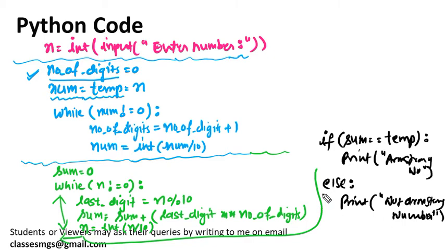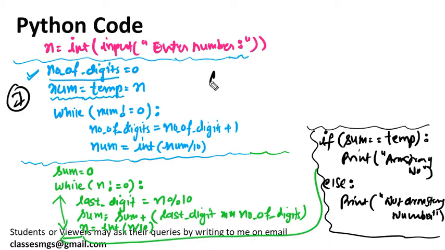So this is the complete logic, this is the complete program. Three steps I have told you. First step, this is the first step, to calculate the number of digits.